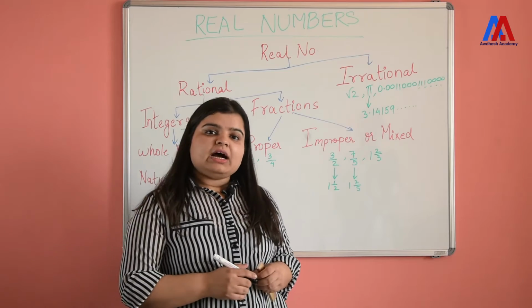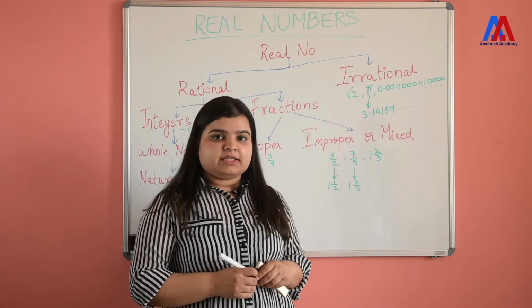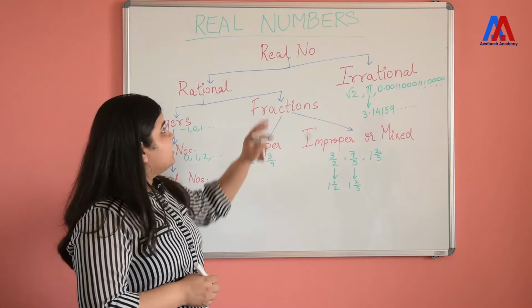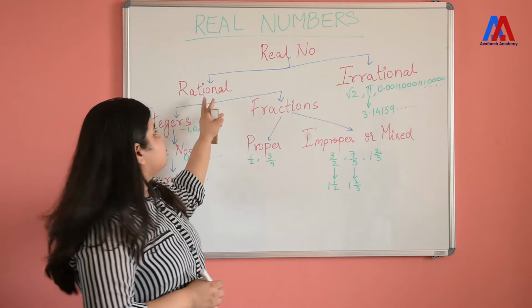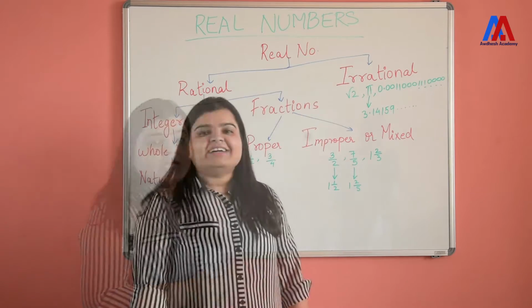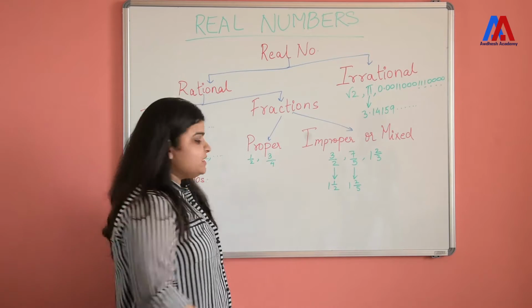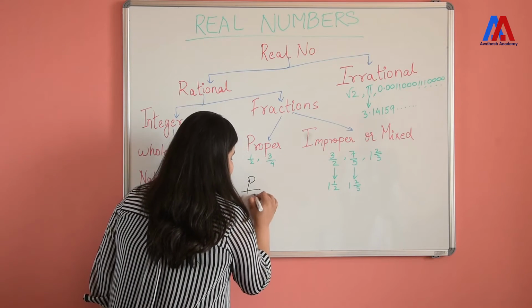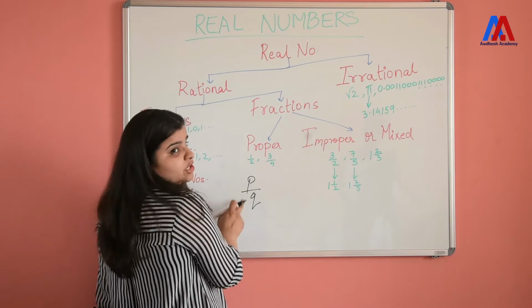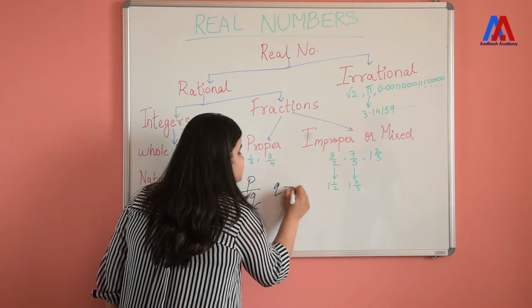Now we'll see how the real numbers are classified. So broadly speaking, a real number is of two types, that is rational and irrational. Rational numbers are all those numbers which can be expressed in the form of p by q, where p and q are integers and q is not equal to 0.